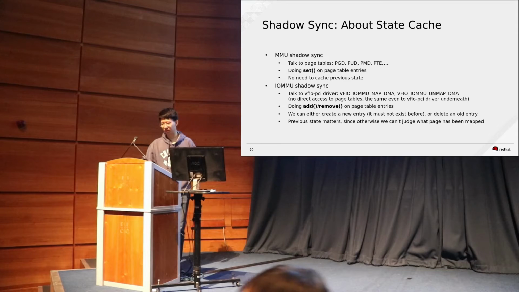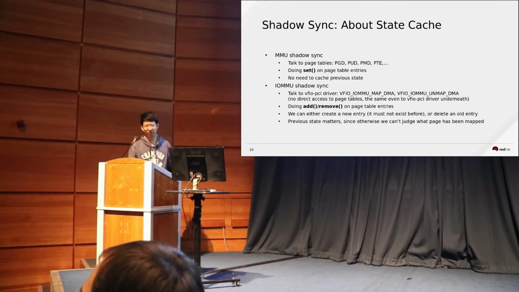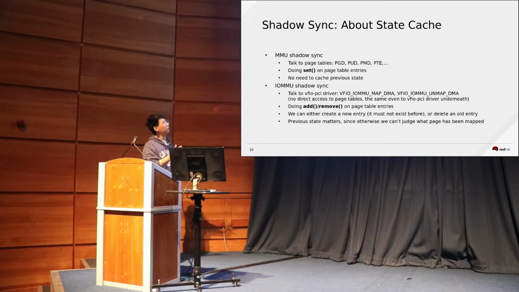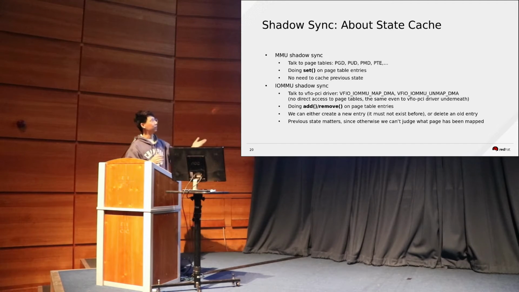So about state cache. As I mentioned, IOMMU shadow page tables are a bit different in that we need a state cache, because we cannot really operate on the page tables. We can only add a page or remove a page. So if we think about it, we can't really change a page table, so we need to keep a previous state of the page tables.